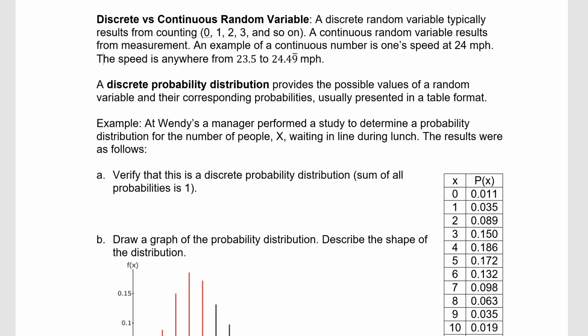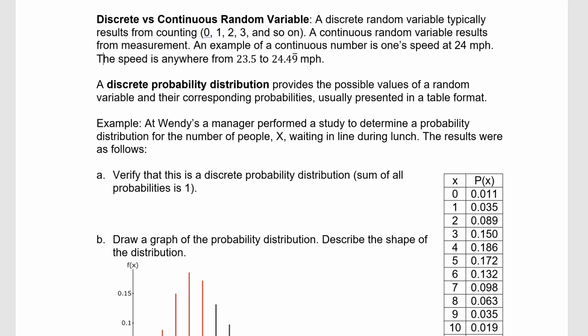This lesson will look at discrete probability distributions. Let's begin by reminding ourselves what discrete and continuous variables are. A discrete random variable typically results from counting, like 0, 1, 2, 3, and so on, while a continuous random variable results from measurement. An example of a continuous number is one's speed at 24 miles per hour. The speed could be anywhere from 23.5 to 24.49999 miles per hour when it's reported as 24 miles per hour.